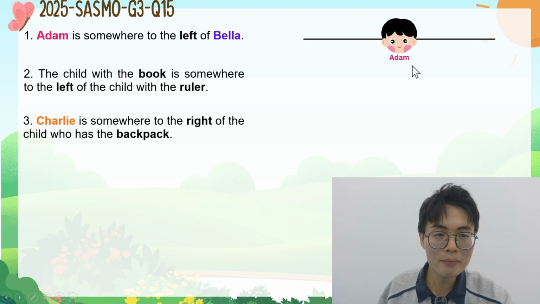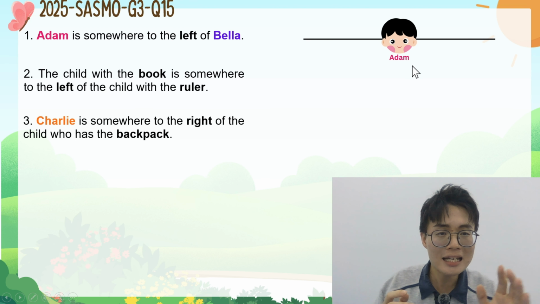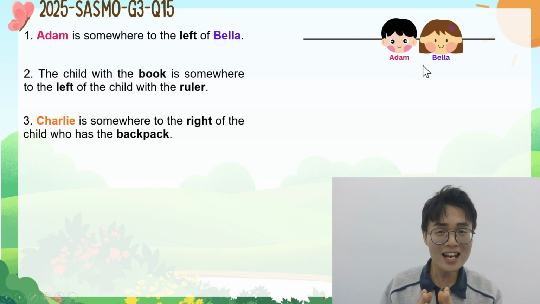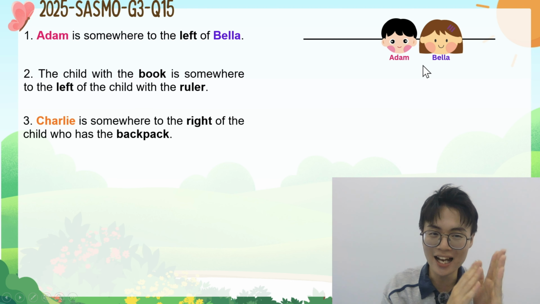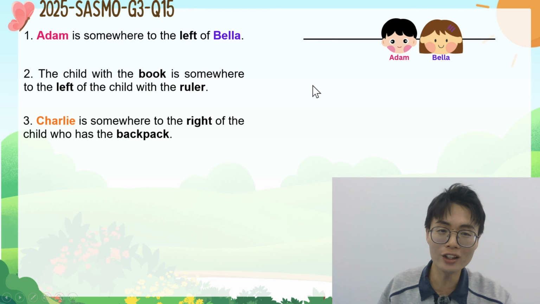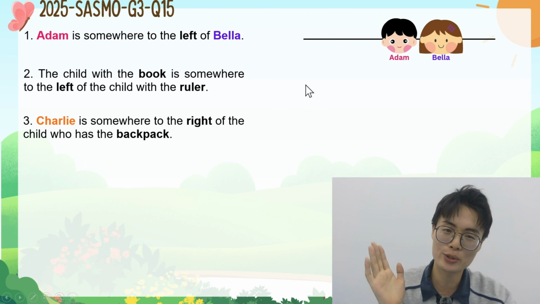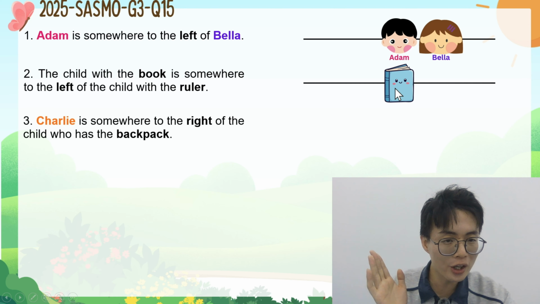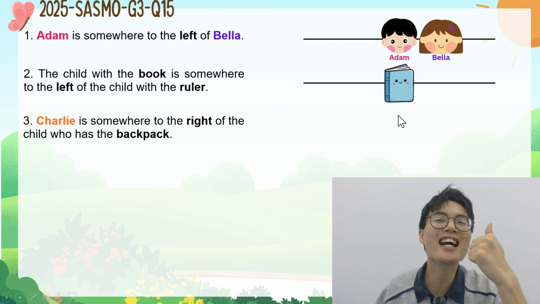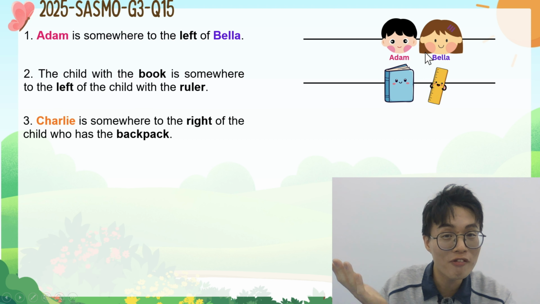Then if I put Adam here, tell me, is Bella on his left side or right side? Right side. Because Adam is already on the left side of Bella, so Bella must be on the right side of Adam. And next one, the book is on the left side of the ruler. They are also on the same line, so let's draw a line first. If I put the book here, tell me, is the ruler on its left side or right side? Right side. The logic is similar to the first one.